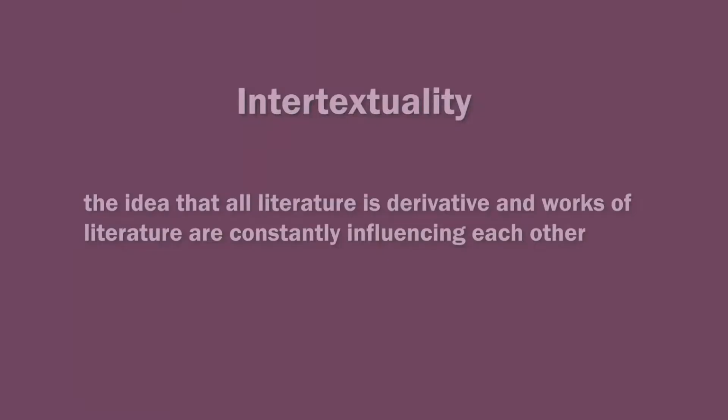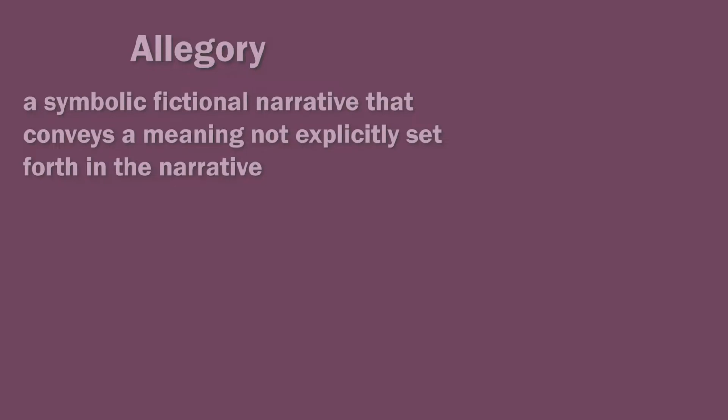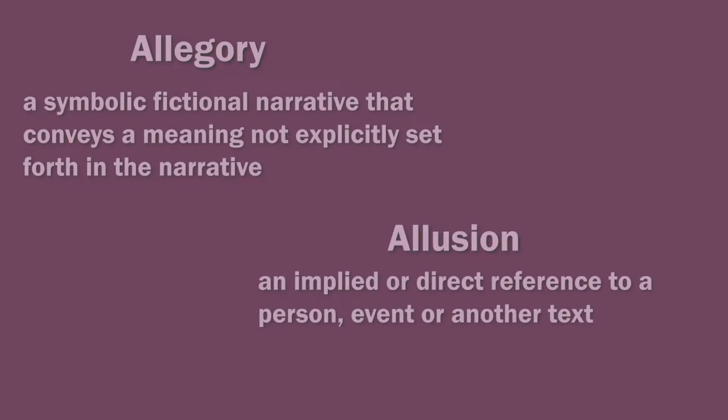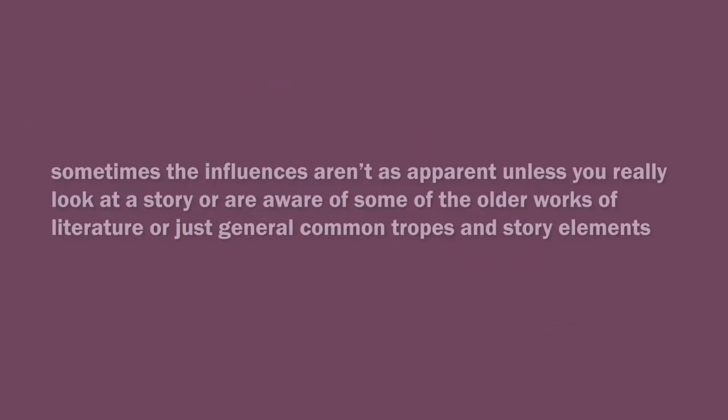And this idea was posed by 1960s critic Julia Kristeva. So intertextuality is the idea that all literature is derivative and other works of literature are constantly influencing other works of literature. Literary devices such as allegories and allusions make intertextuality clearer, but sometimes the influences aren't as apparent unless you really look at a story or are aware of some of the older works of literature or just general common tropes and story elements.